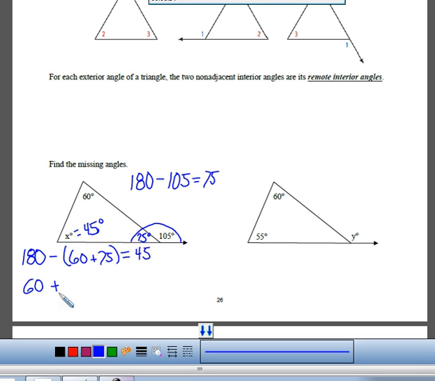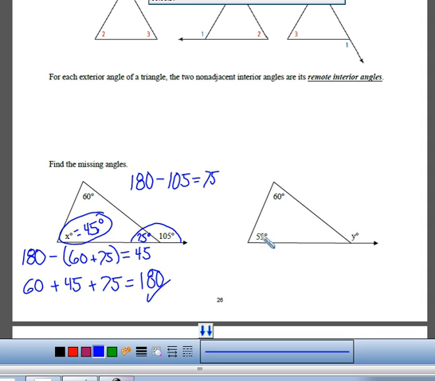I actually don't enjoy making mistakes, but I do enjoy spotting them and fixing them because it's a very powerful tool. So 60 plus 45 is 105. It's a good thing I did the check, otherwise I wouldn't have spotted that. 105 plus 75 is 180. Ding, ding, ding. And that's what I want, so that checks. So I know my missing angle here is 45 degrees.